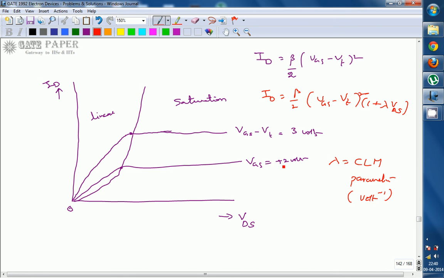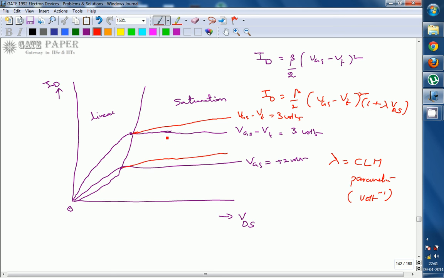Generally when channel length modulation is neglected, the lambda value is 0. If a lambda value is given, you must use this equation. So even though you assume ID is constant in saturation, it is no more constant and it tries to increase in this way. Even though VGS minus VT is 3 volts, the current increases in this way. The red line shows that when the channel length modulation effect is considered, ID is no more constant, whereas in the previous case ID is constant.